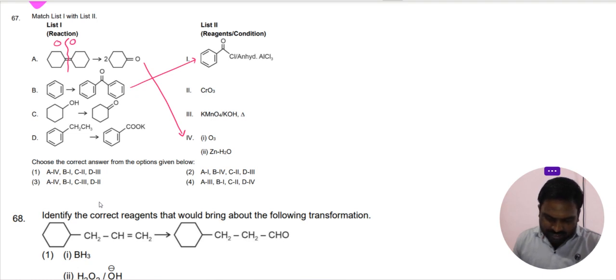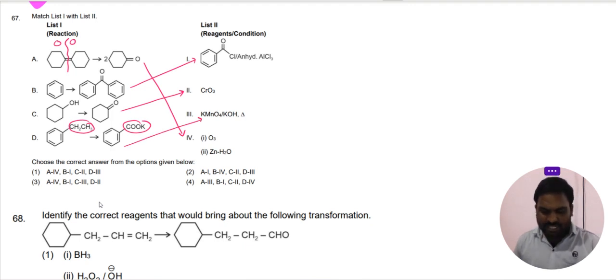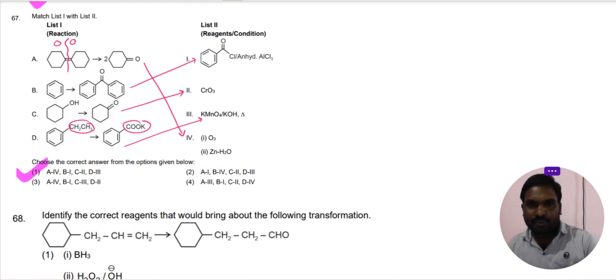And next one, secondary alcohol converted into cyclohexanone means yes, the oxidizing agent CrO3 is correct. Next one, entire alkyl group converted into carboxylate anion, that is alkaline KMnO4 followed by heating. This one is right. Then which option is right? Option 1 is the right answer. 1 is matched with 4, ozonolysis. Second one, Friedel-Crafts acylation. Third one, just oxidation. And the fourth one, alkaline KMnO4 followed by heating. Easy question only. Simple conversions.